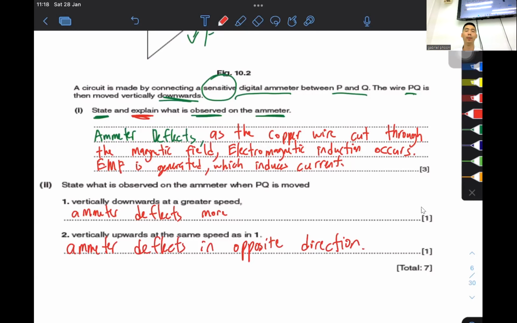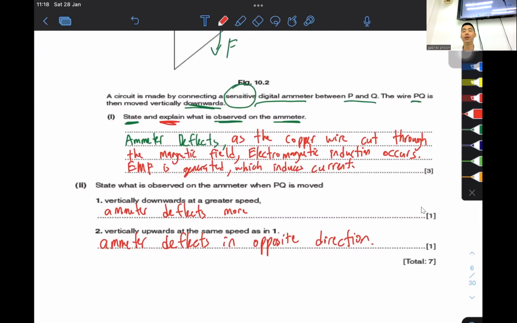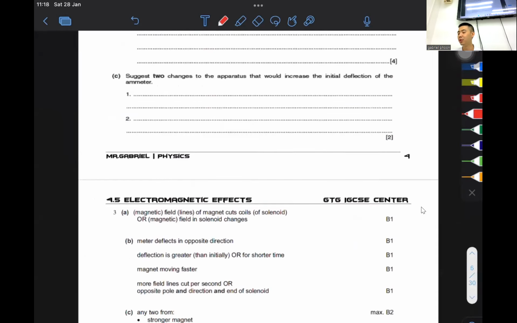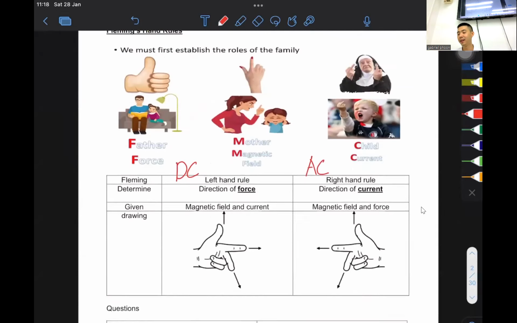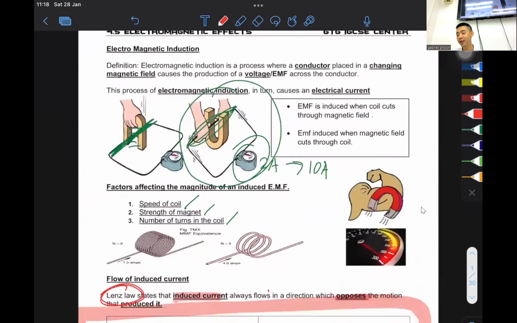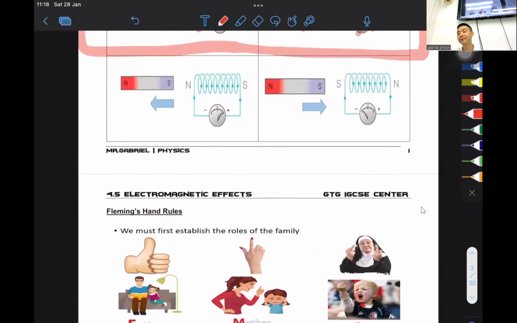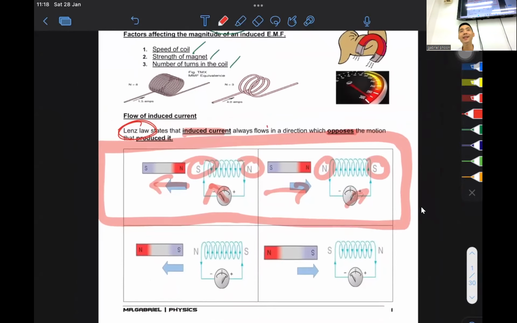Okay, everybody. Anyone's got any questions for this chapter here? Anyone wants me to remind them anything that they may have forgotten over the Chinese New Year? Anyone? Anything? Yes.